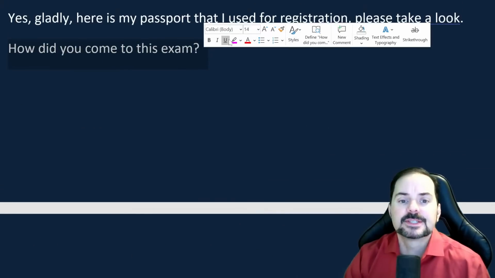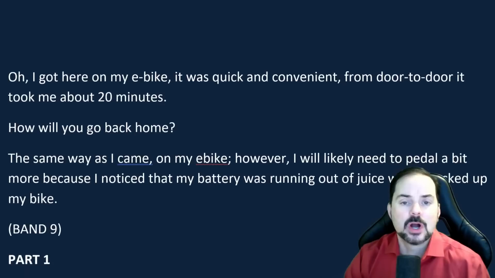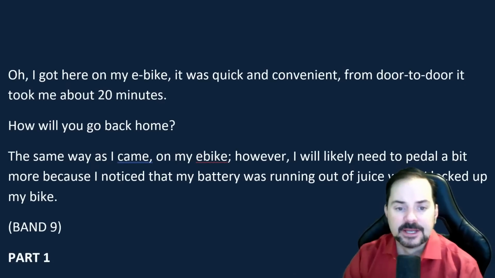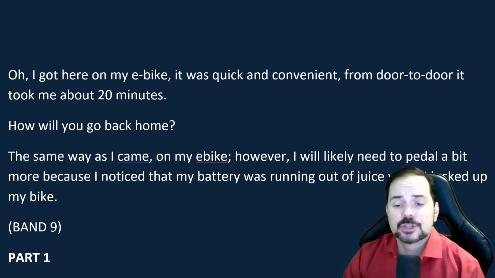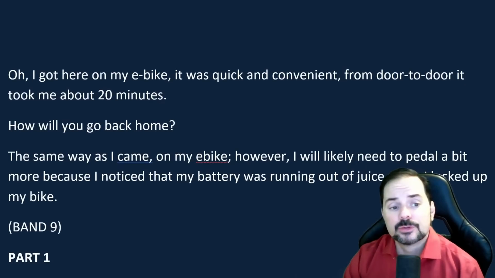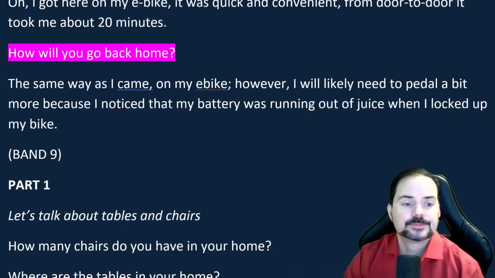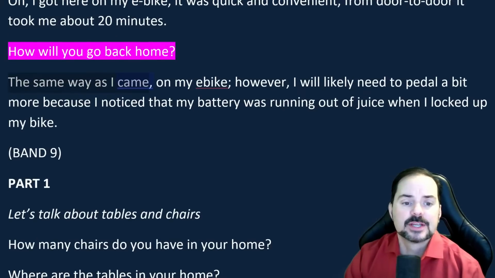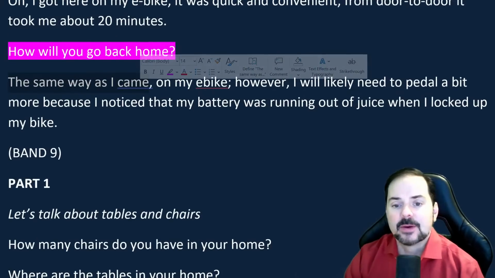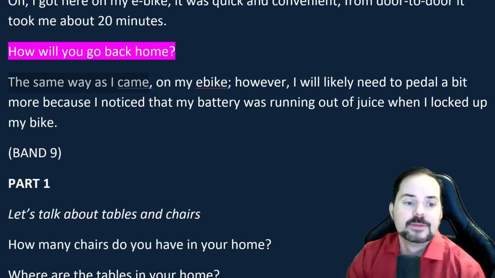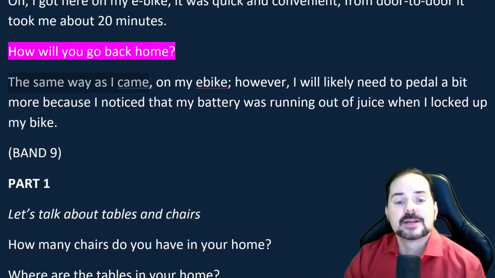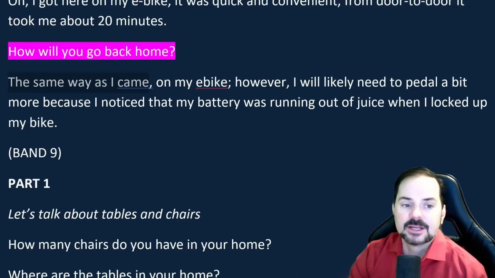How did you come to this exam? Oh, I got here on my e-bike. It was quick and convenient. From door to door, it took me about 20 minutes. How will you go back home? The same way as I came, on my e-bike. However, I will likely need to pedal a bit more because I noticed that my battery was running out of juice when I locked up my bike.